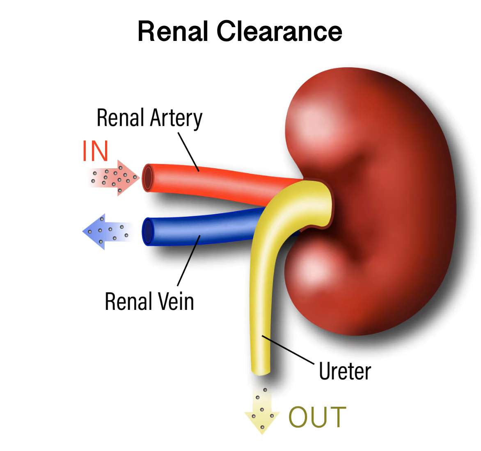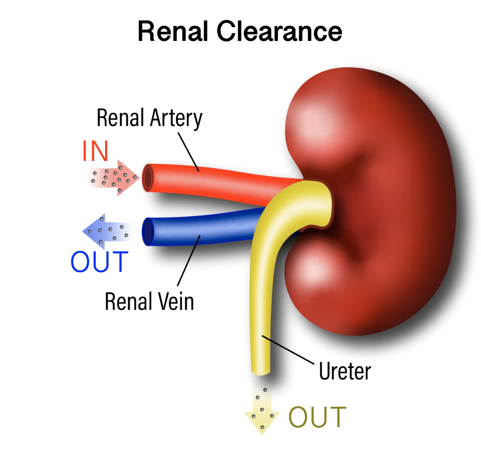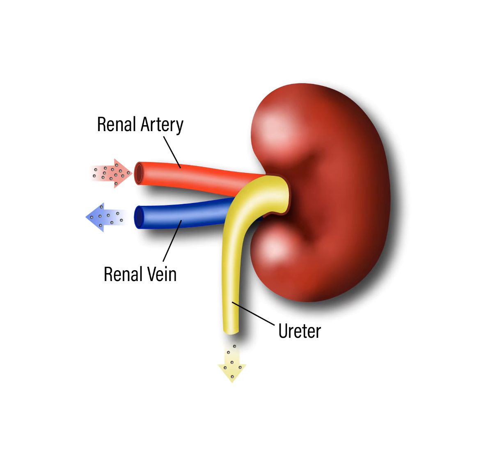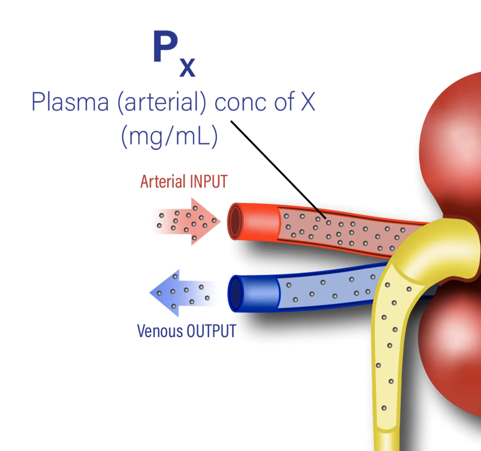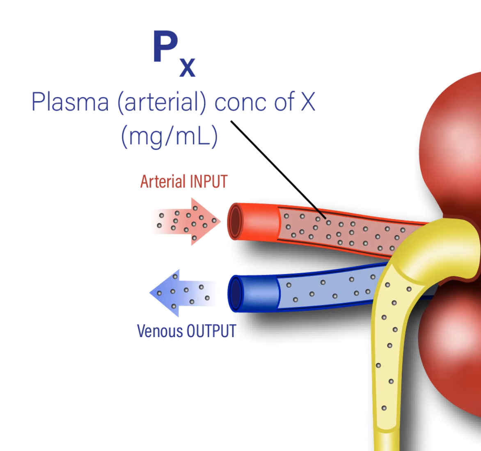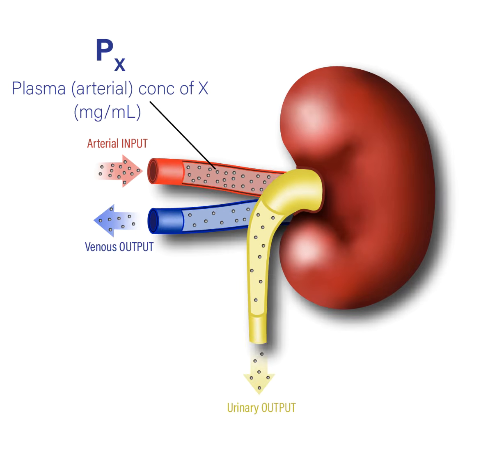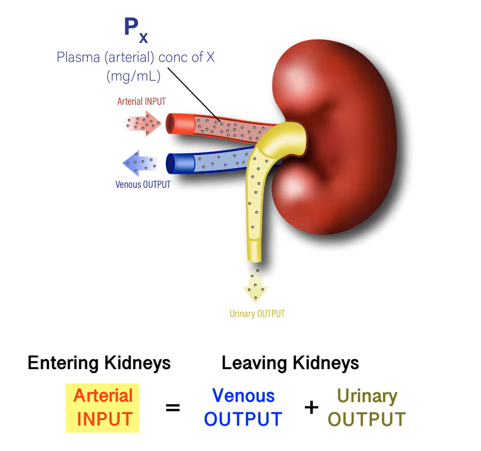And the second route out of the kidneys is by way of the renal vein. These are the substances that were either not filtered or perhaps they were filtered but then reabsorbed back into circulation. We'll come back to these processes in a moment. So in this example, we have a particular amount of substance X entering the kidney. The amount of substance X is determined in part by the plasma concentration of the substance. If we assume that the kidneys neither produce nor metabolize substance X, then the amount of X leaving the kidneys through the ureter and the renal vein collectively must equal the amount entering the kidneys.